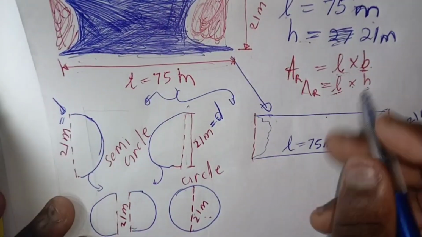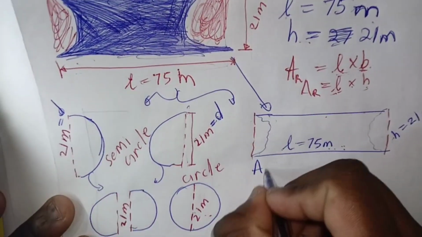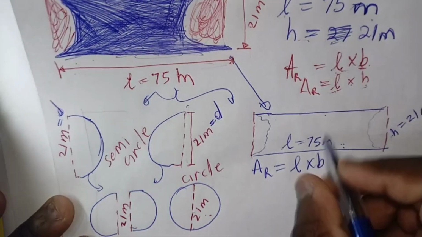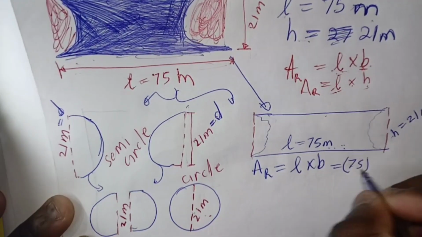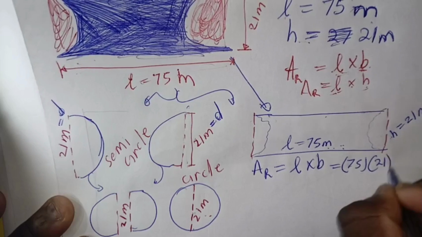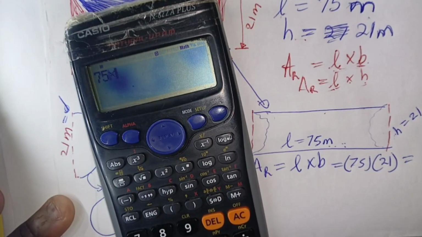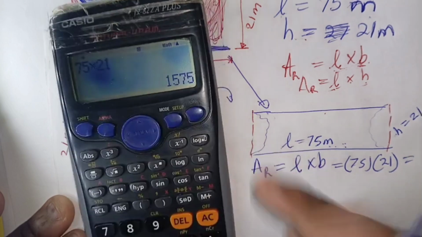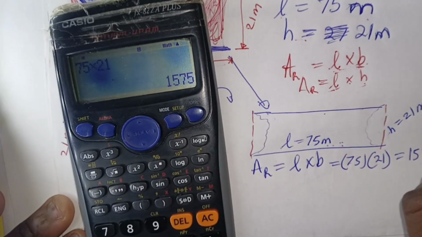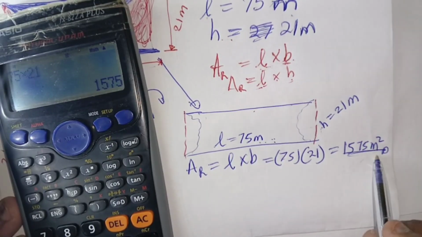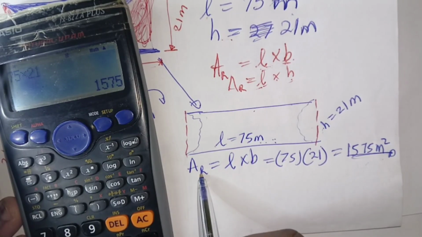So first of all, let me calculate for the rectangle. I'll say length times breadth. When I substitute my length, it's 75, and the height is 21. So this will give me 1575 millimeters squared. Millimeters squared, guys. Do you see that? Yeah, this is the area of the rectangle.